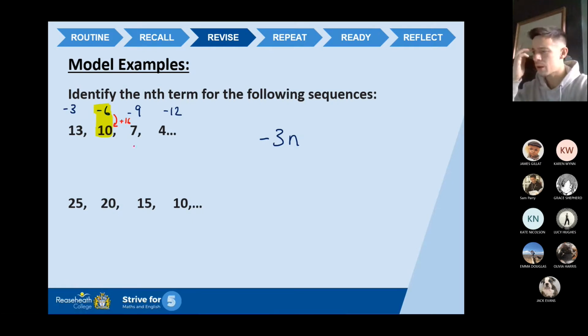That's how I do it. And then you can do a quick check. Well, does that work for this? Minus 3, is it? Yeah, it does work. So add 16 works. So it's going to be minus 3n, add 16.